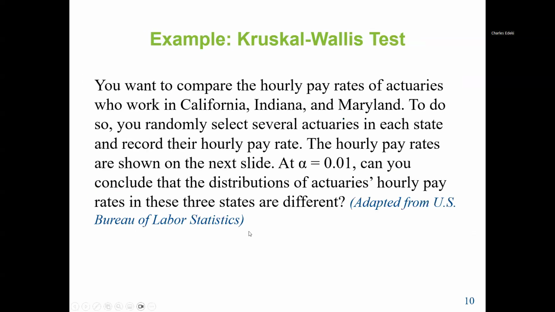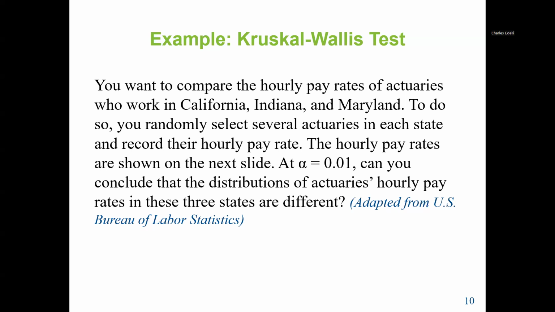So this example says we want to compare the hourly pay rate of actuaries who work in California, Indiana, and Maryland. So these are 3 samples. We can say N1, N2, N3, 3 different states. To do so, you randomly select several actuaries in each state and record their hourly pay rate. Okay, so that meets our condition. The sample was collected randomly.